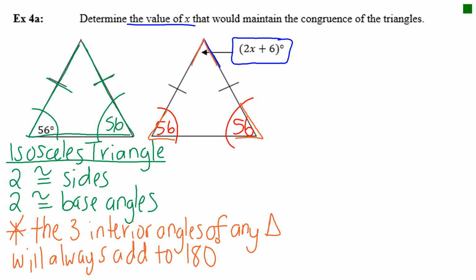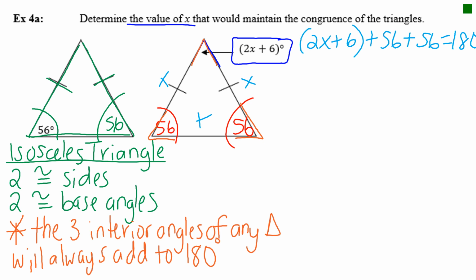Now, just like I said in the previous example, we need to solve for a variable. If we need to solve for a variable, that means we need to set up an equation where we can solve for it. Okay? These three angles, when we add them together, should give us 180, and that's where my equation is going to come. So starting with the top angle, 2x plus 6, plus the bottom left, 56, plus the bottom right, 56, should equal 180. Okay? Now we're just going to go ahead and solve that equation.